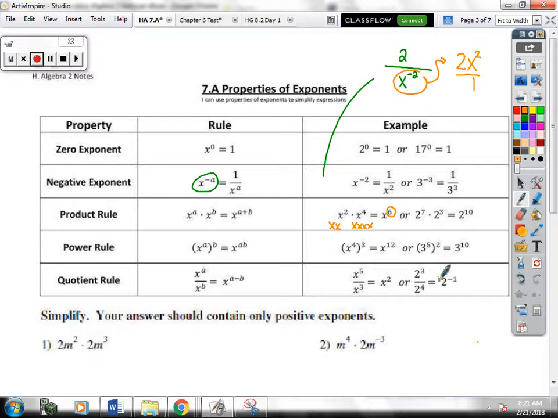Now this one is actually not done. 2 to the 3rd over 2 to the 4th, we subtract and get 2 to the negative 1. We would then have to change this to be 1 over 2 to the positive 1, which then is just 1/2. So I just have a mixture of problems that I put on here.